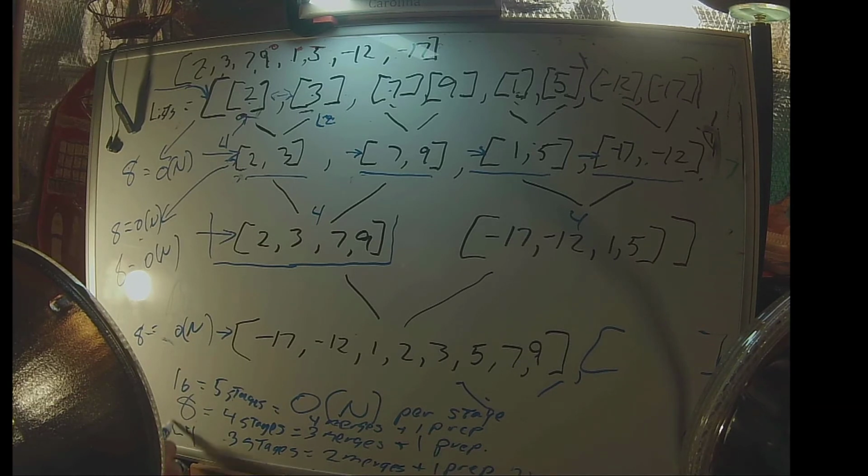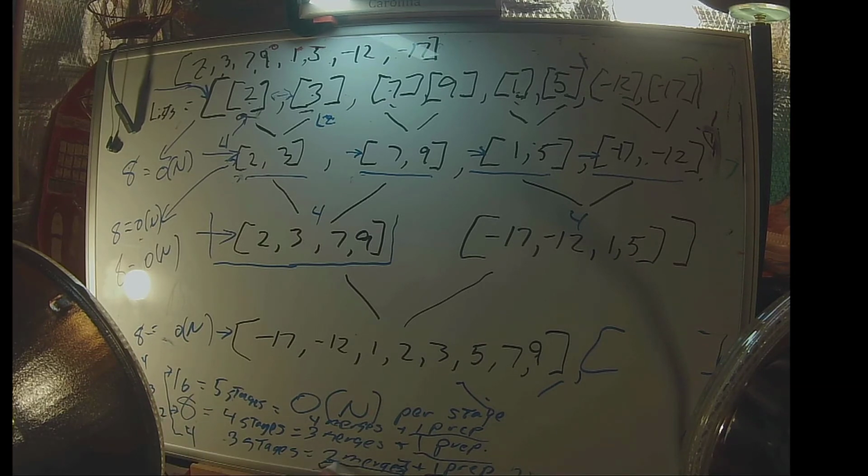So as we double the number of elements in our array that needs to be sorted, we only have to add 1 stage, right? And in fact, if we look just at the number of merges, this is order of n, right? If we look at the number of stages, well, 16 is 2 to the 4th, 8 is 2 cubed, 4 is 2 squared.